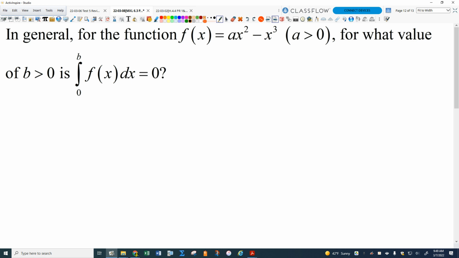Okay, how about this one? So this one's saying just in general now, we're just going to say a is just some positive number and f of x is ax squared minus x cubed. For what value of b is the area function equal to 0? That's the same thing, isn't it? We would evaluate this integral. And a is a constant, right? So if I evaluate this integral.